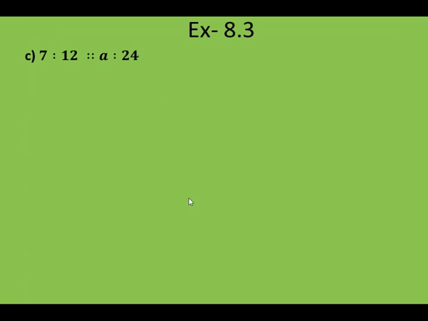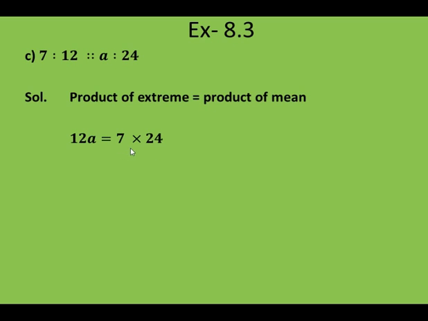Then we are having C part. Here again the terms are in proportion. We need to find the value of A. So product of extremes is equal to product of means again. So extreme terms are 7 and 24 and mean terms 12 and A. So A will be equal to 7 into 24 divided by 12. Now solve it out and we will get value of A is equal to 14 as our answer.